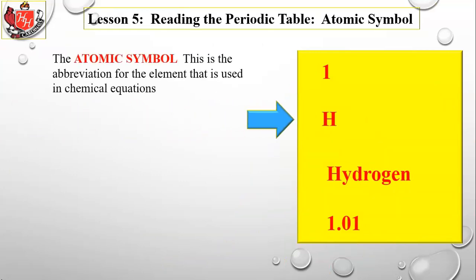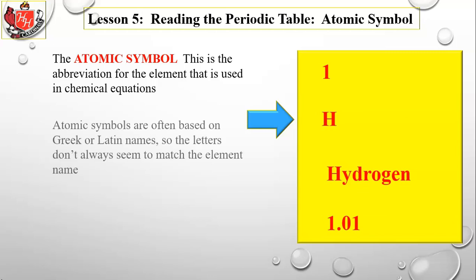The atomic symbol. This is the abbreviation for the element that is used in chemical equations. So for hydrogen, it's H. Atomic symbols are often based on Greek or Latin names, so the letters don't always seem to match the element name. For example, iron is I-R-O-N. Iron is Fe, and that's ferrum, which is Latin, I believe, and it means iron.